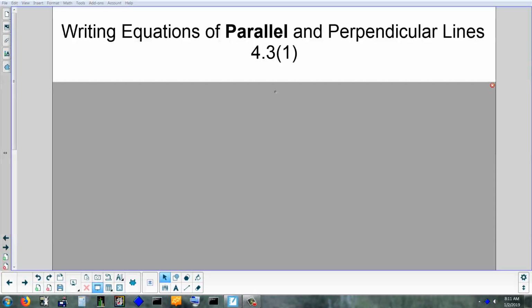So this week, as I said, we're just going to take a look at one section, 4.3. We'll split it into 2 days. One day we're going to talk about parallel lines, that's today. Tomorrow we're going to look at perpendicular.